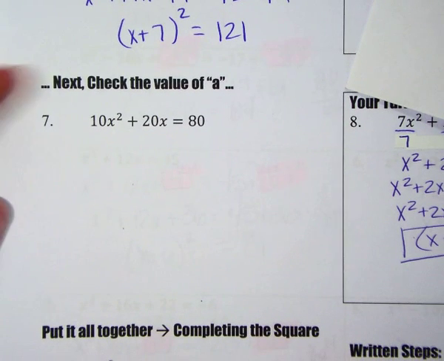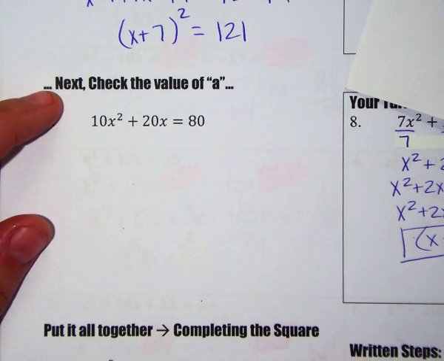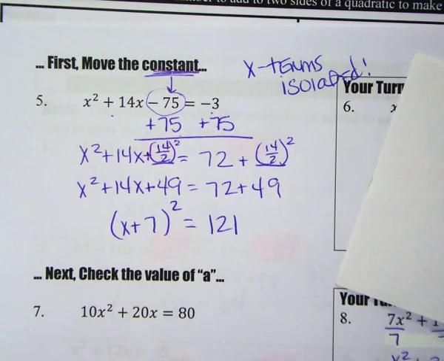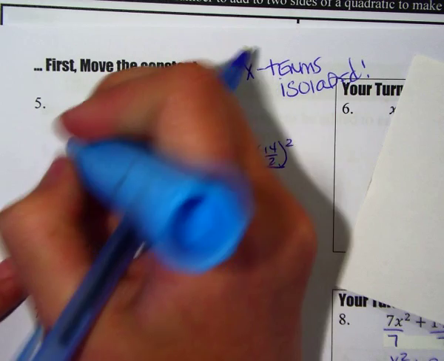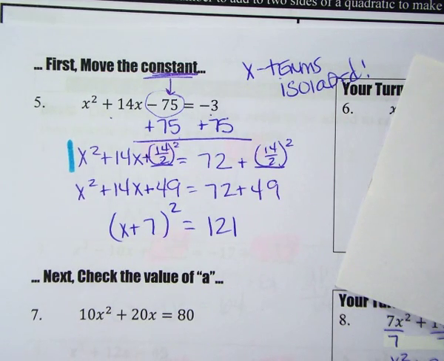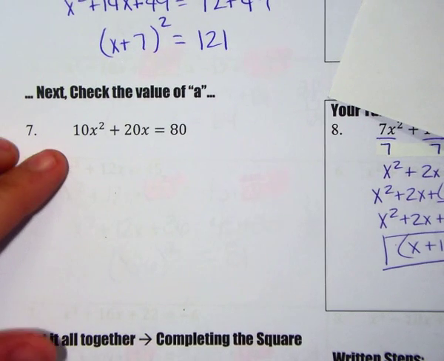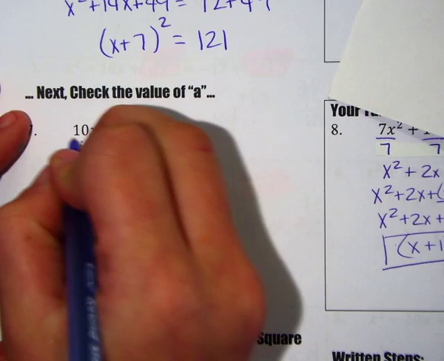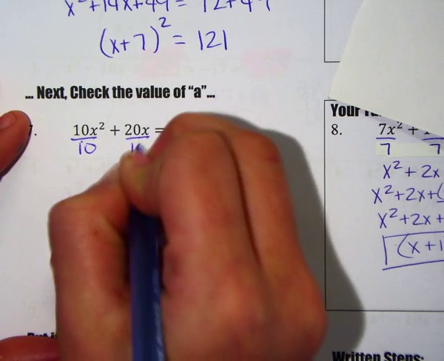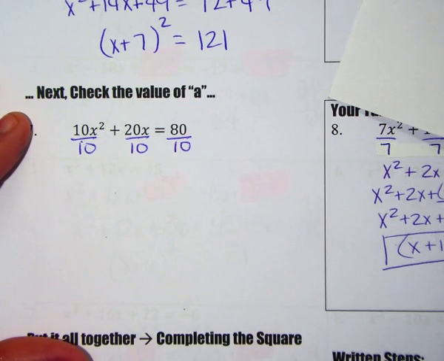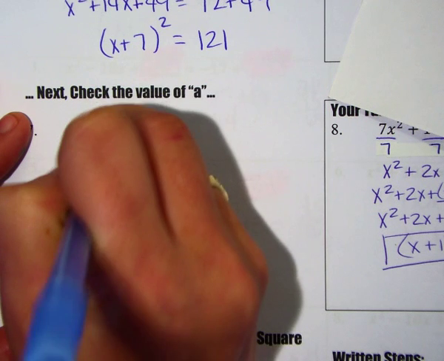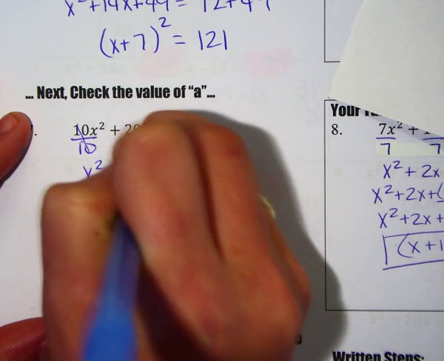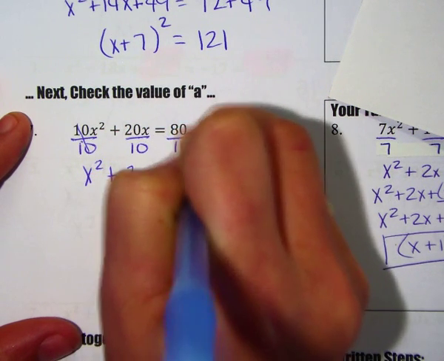Next, what we need to do is check the value of a. If you notice, in all these problems we've dealt with problems where a equals 1. We need to still do that. A has to equal 1. So the way that we'll change this, because this is 10, is we're going to divide every single term by a. That way, this becomes x squared plus 2x equals 8.